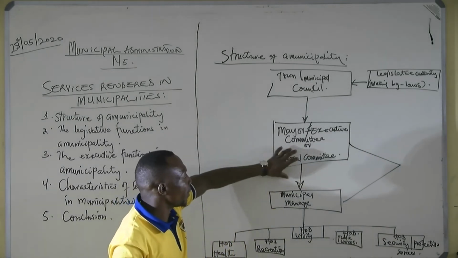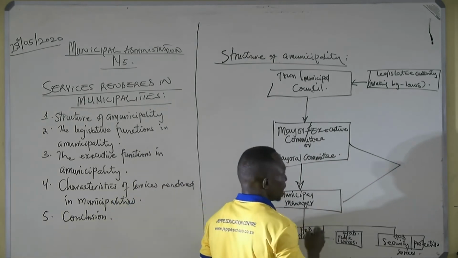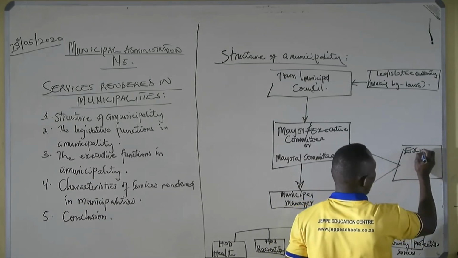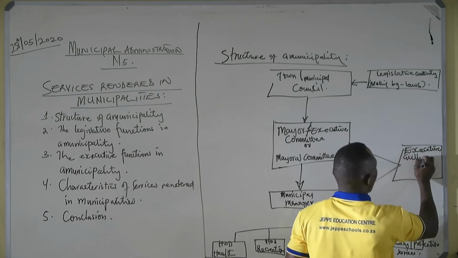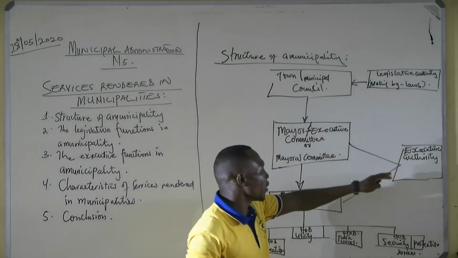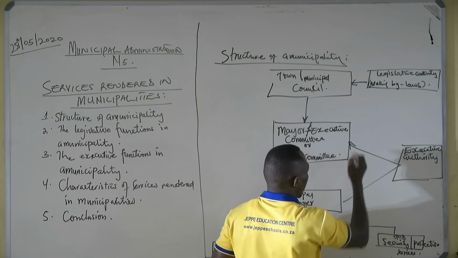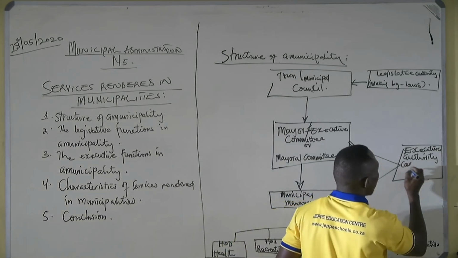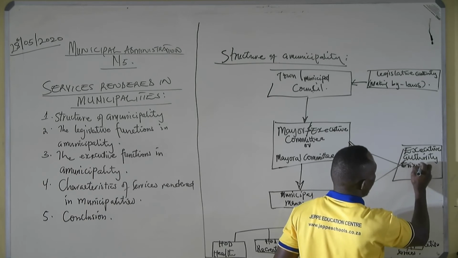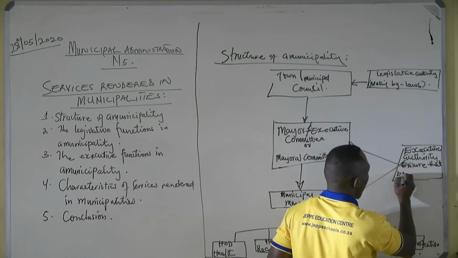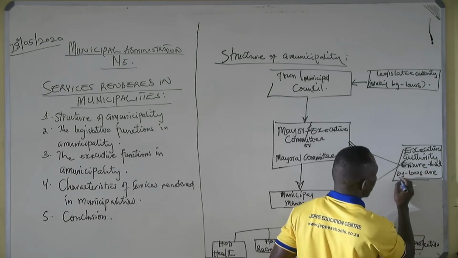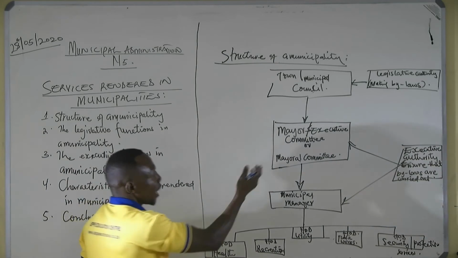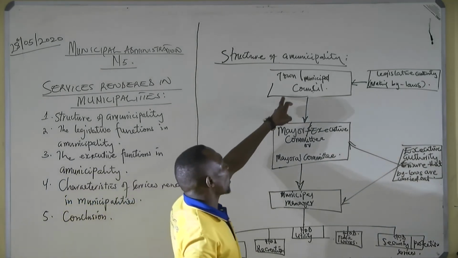And then these two institutions here, where we find the mayor and the mayoral committee plus the municipal manager, this is where we find the executive authority of the municipality. The major role of this executive authority in a municipality is to make sure that bylaws are carried out.